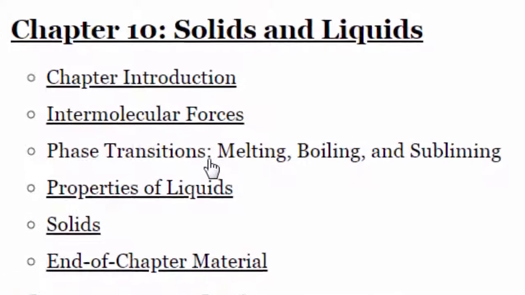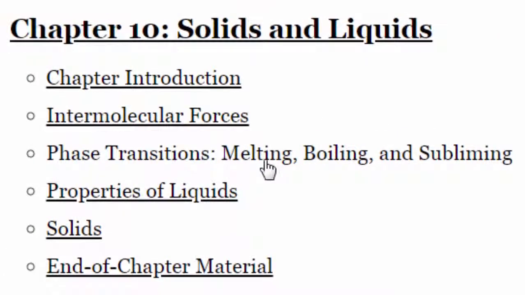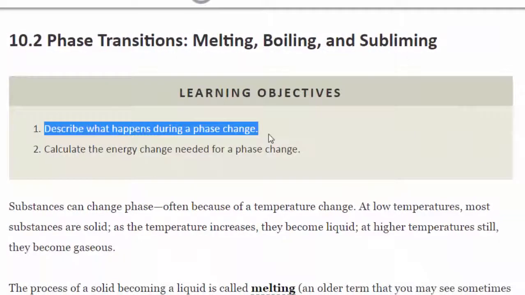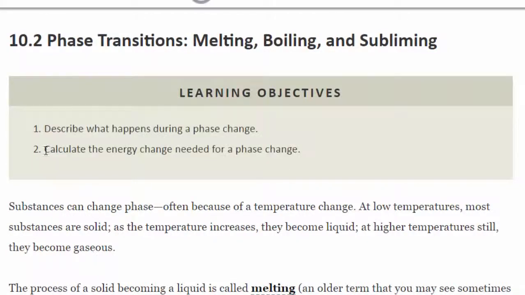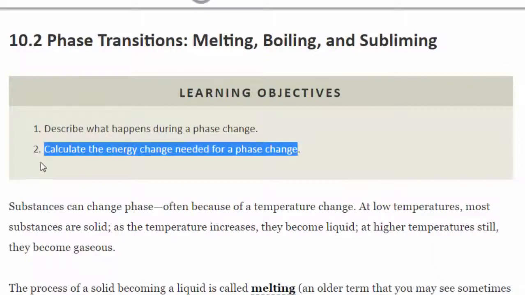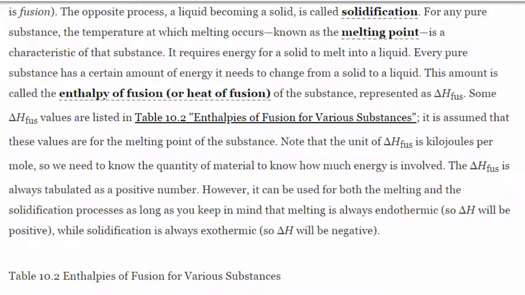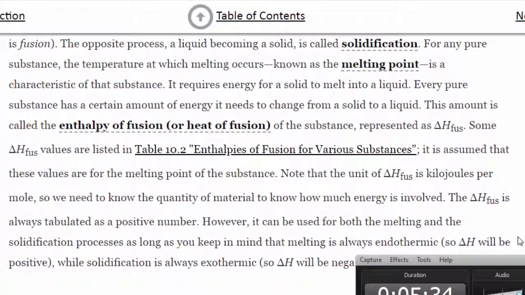Now on the third section, phase transitions, melting, boiling, and subliming, we are going to focus on the first learning objective, which is to describe what happens during a phase change, while we are going to ignore calculating the energy change. So this part is not required. So any mathematical calculations you should ignore while focusing on the concepts instead.